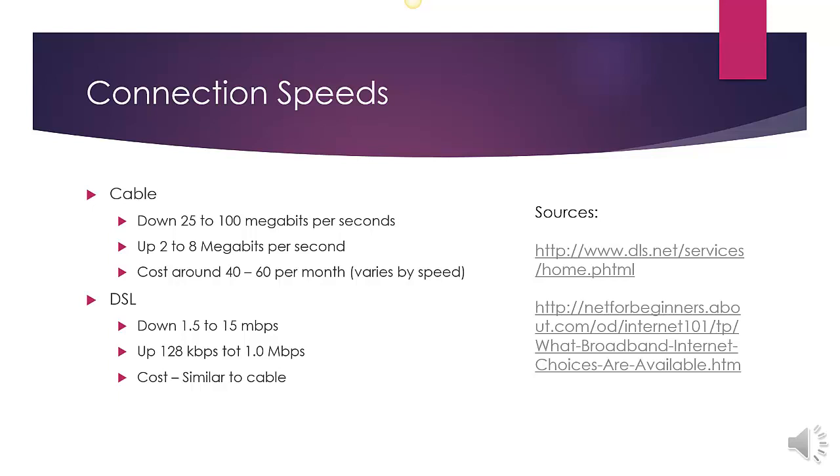on the connection speeds. DSL is hosted over the traditional copper wires, probably already coming to your house, often sold by AT&T or another local phone service, and download speeds of typically 1.5 to 15 megabytes per second, and upload speeds of 120 kilobytes, which is less than a megabyte, to 1.0 megabytes per second. And the cost is very similar to cable.